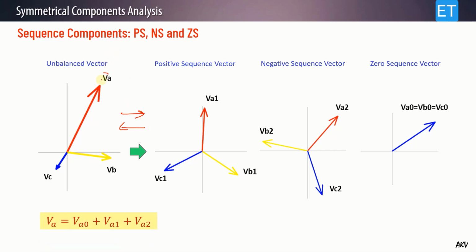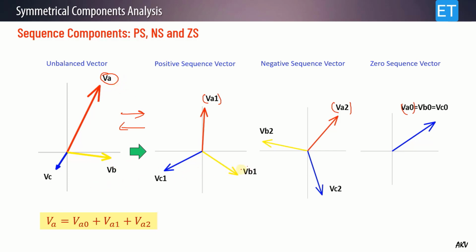If you want to achieve this VA, I mean the A phase voltage, then you can achieve it by adding this VA1, VA2 and VA0. If you add these three vectors, it should be a vector sum, not scalar sum. So if you add them, you will get this VA vector again.